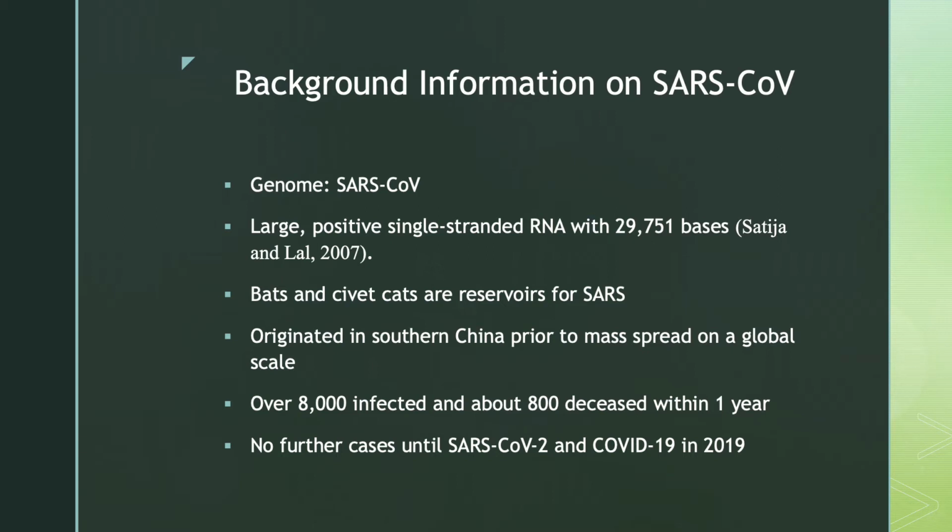Bats and civet cats are believed to have been the reservoirs for SARS. This disease originated in southern China during the winter of 2002, before it quickly spread to 37 countries. Within a year, over 8,000 people experienced influenza-similar symptoms, and about 800 people died. The outbreak was controlled the following year, and no further cases of SARS have been documented since 2004. That remained true until 2019, when a similar coronavirus, SARS-CoV-2, provoked COVID-19. But we will further discuss that later on.